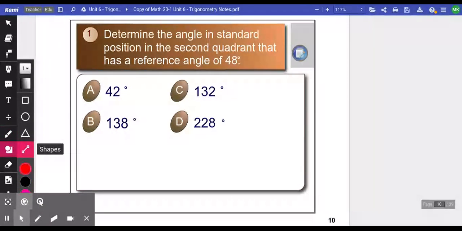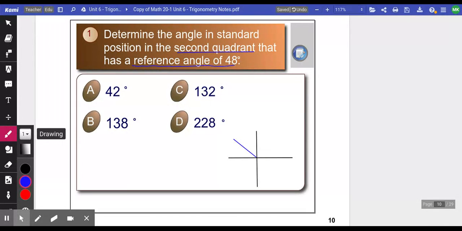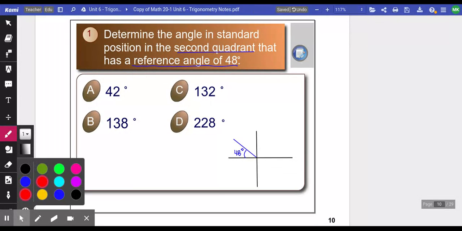All right, to do this question, we're going to imagine a Cartesian plane. And we're going to put what they said happened. They said determine the standard position angle. So we're looking for standard position. In the second quadrant, okay, so I have a line that goes into quadrant 2 that has a reference angle of 48. Reference angles are in here, 48 degrees. This question said, determine the standard position angle. So determine this.